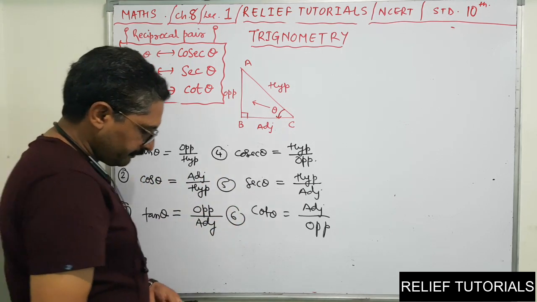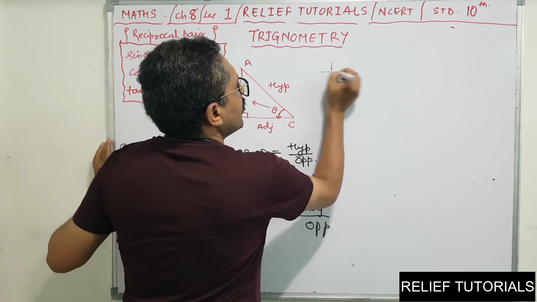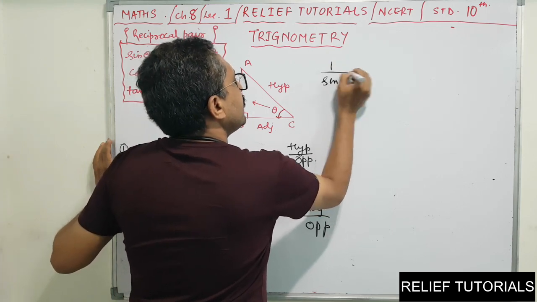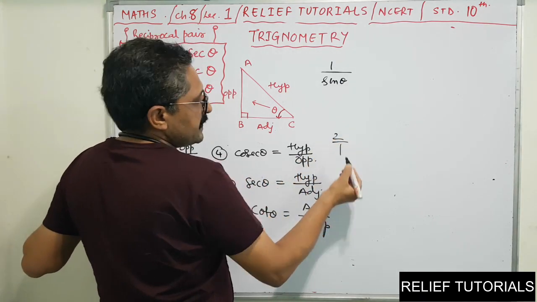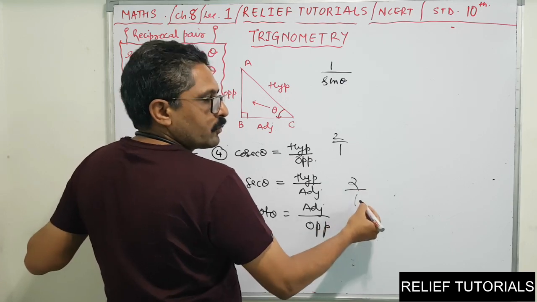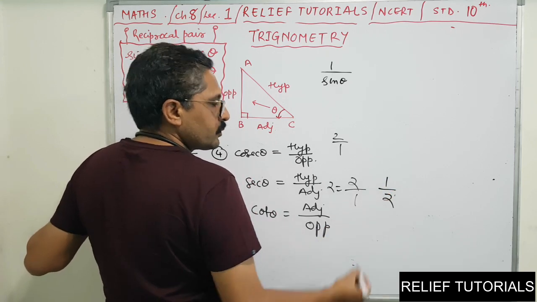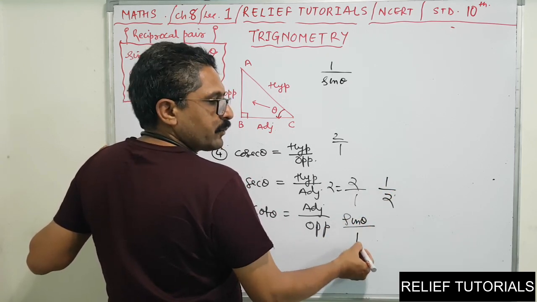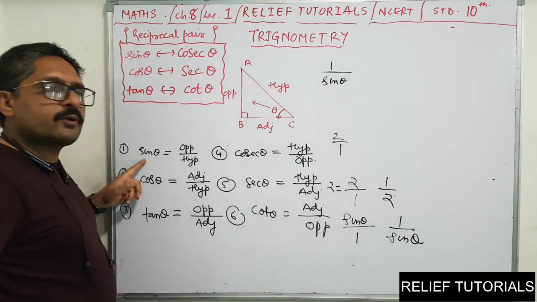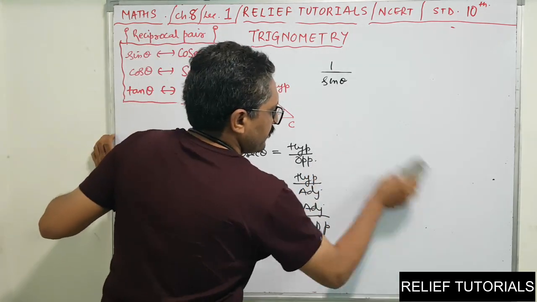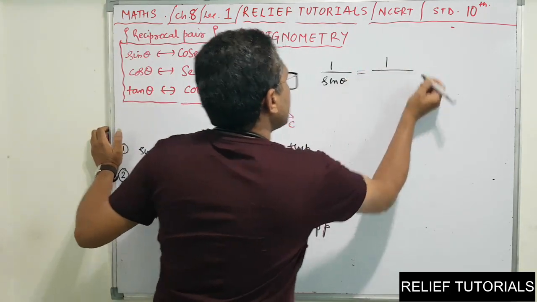See, we'll go mathematically. I will get 1 upon sine theta. It means I have written the reciprocal of sine. Just like 2 upon 1: we just write 2, we never write 2 upon 1, but if 2 is there, you have to consider 2 upon 1, and its reciprocal is 1 upon 2. So if I write sine theta, it means sine theta upon 1, so its reciprocal is 1 upon sine theta.